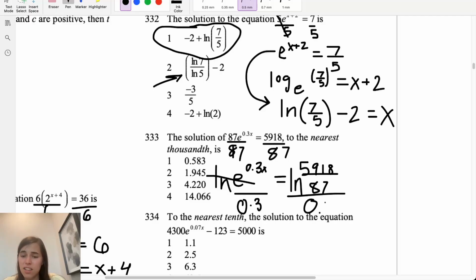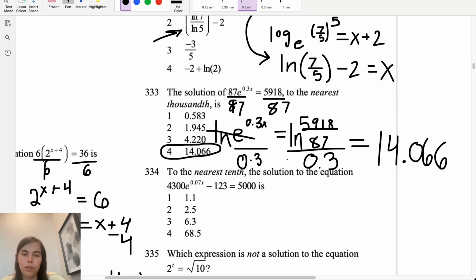And this is we need a calculator for this. Good thing they give you one. So we're going to do this fraction, and then the ln of that, and then divide by 0.3. And my calculator is telling me 14.066. Look, that's an answer choice right here, for number 4. So there you go, not too bad.